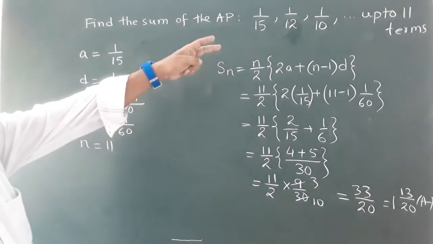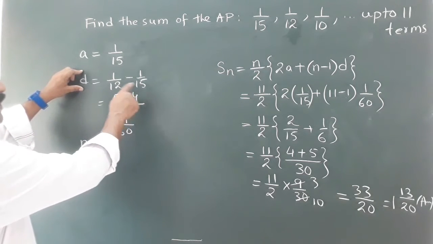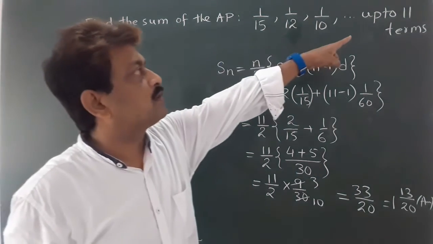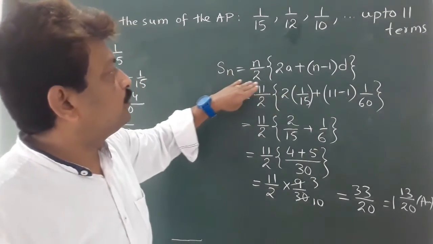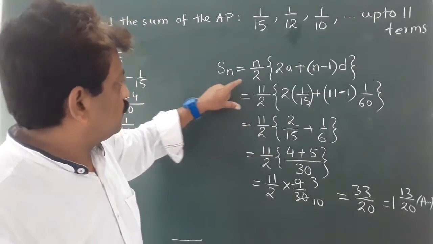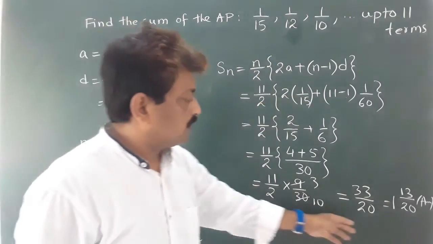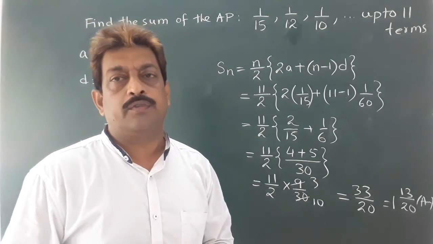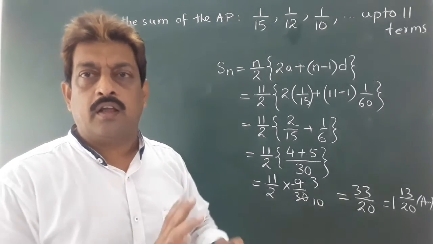The AP is given. From the given AP, a is 1 upon 15, d, second term minus first term, that is 1 upon 60. Number of terms is 11. It is asked to find the sum of 11 terms, so n is 11. Now this is the formula: Sn equals n upon 2 bracket 2a plus (n minus 1) multiplied with d. I have replaced all the values, that is values of n, a and d. By calculation the answer I have got is 33 upon 20 or 1 whole 13 upon 20. So hope you have understood how to use the formula and how to find the sum.